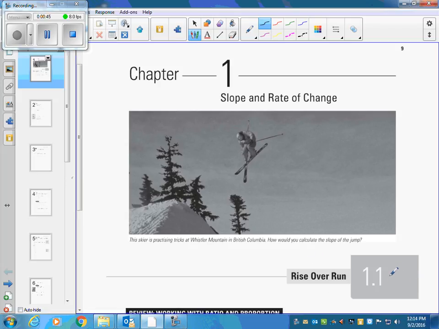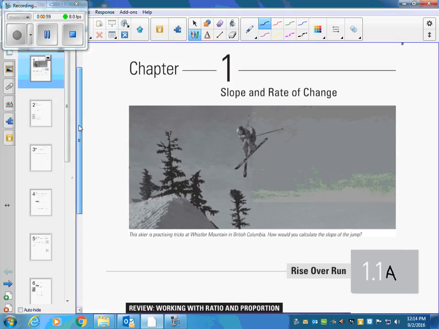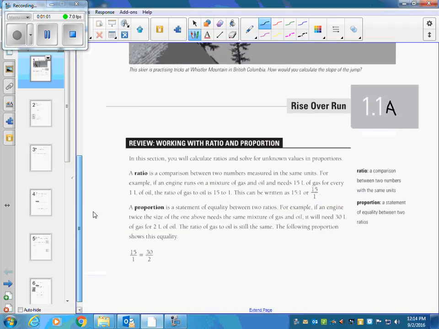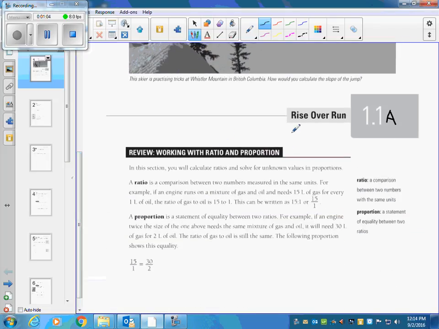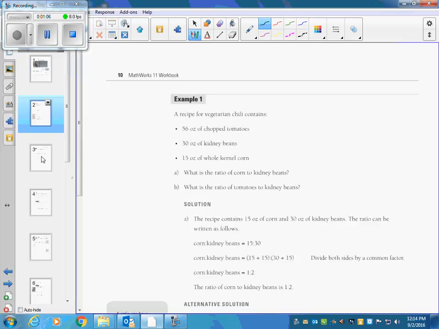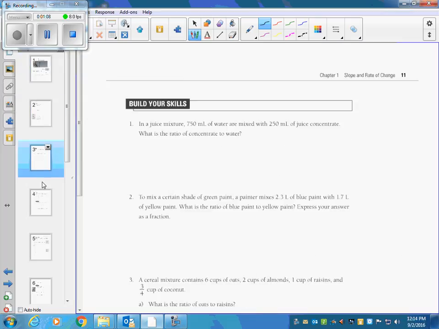But before we move forward, I want to talk about how I'm breaking up the sections. So each chapter has sections like 1.1, 1.2, 1.3, but we're going to be using a workbook in which it breaks it down even smaller little portions. So here in 1.1a, we're going to review working with ratio and proportions, go through a couple examples together, and then there's these build your skills sections. So these are skills that you're going to complete, and then you'll check to see if you got them right with an answer key that I have.